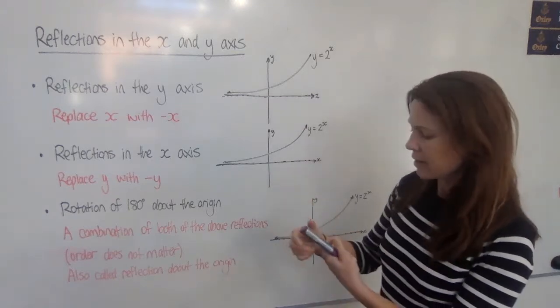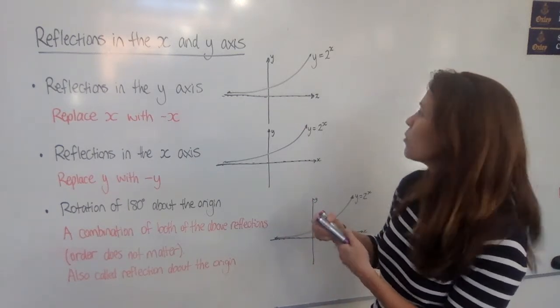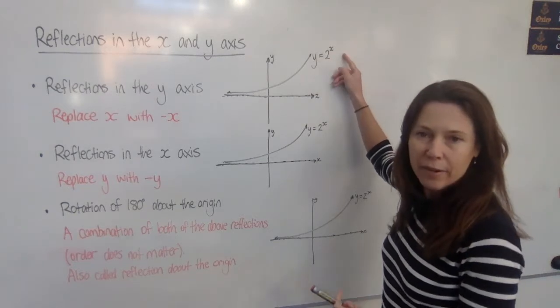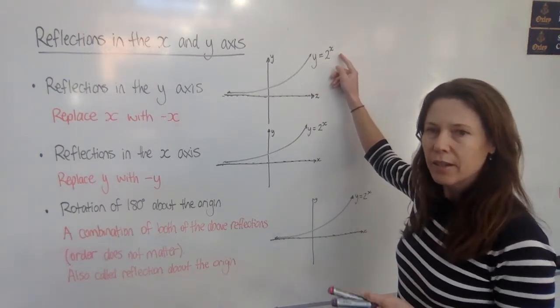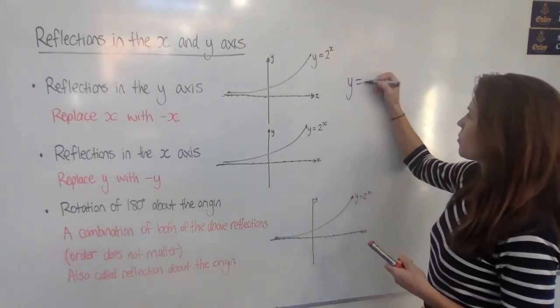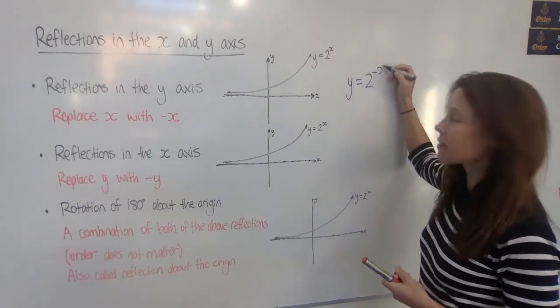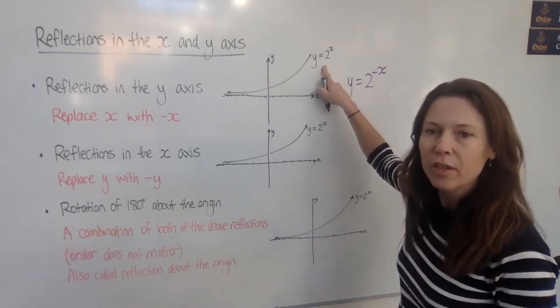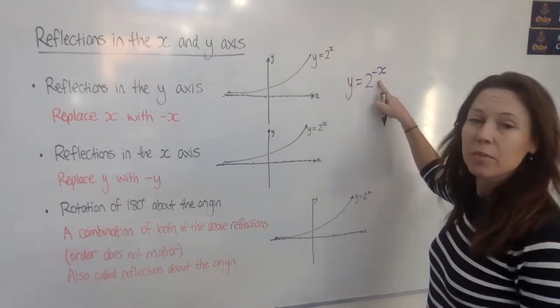Now, why does this happen? Well, let's look at an example to understand it. Here we've got the graph y equals 2 to the power of x. So what we're saying is that if we replace that with y equals 2 to the power of minus x, and we want to know what that looks like, then as long as we know the shape of this graph, we can really quickly and easily graph this one.